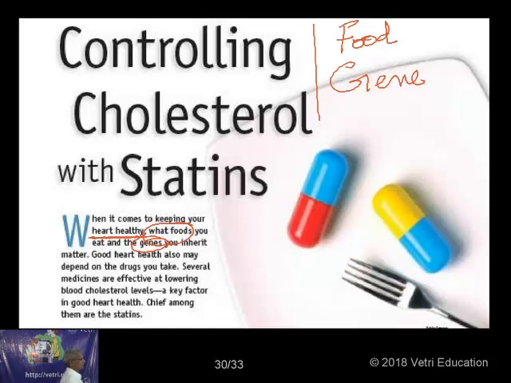Good heart health also may depend on the drugs that you take. Several medicines are effective at controlling the blood cholesterol level, a key factor in heart disease. Chief among them are the statins. So statin tablets are very good, and they are able to prevent most heart diseases.